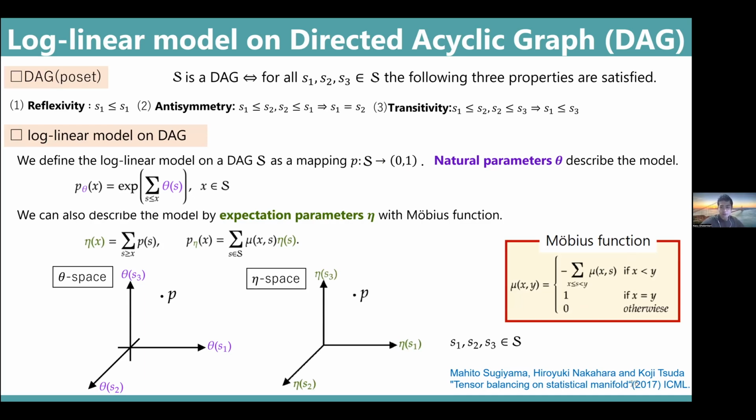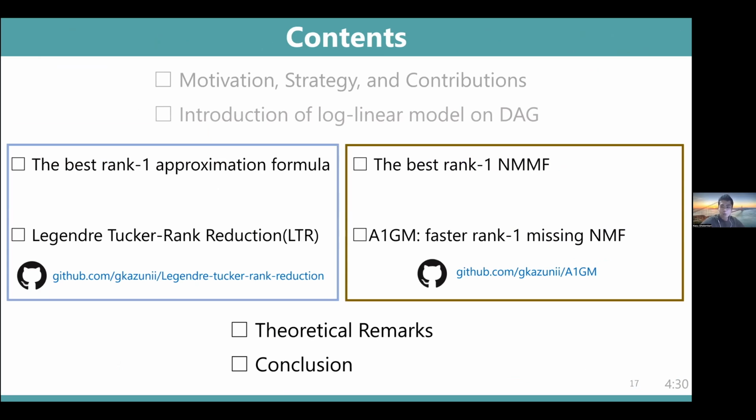A distribution is uniquely identified by either the theta or eta parameter. That is, each point in theta space and eta space corresponds to a distribution. Designing a proper DAG, the model can handle various data structures. Now we have introduced the log-linear model on a DAG. So next, in the following slides, we will introduce a DAG to treat a tensor.